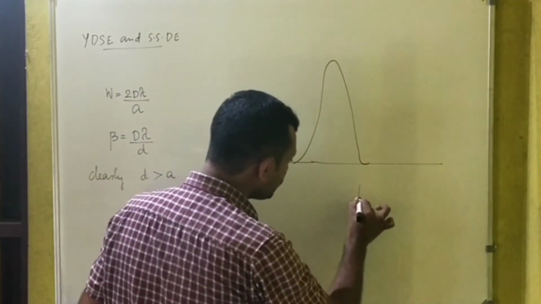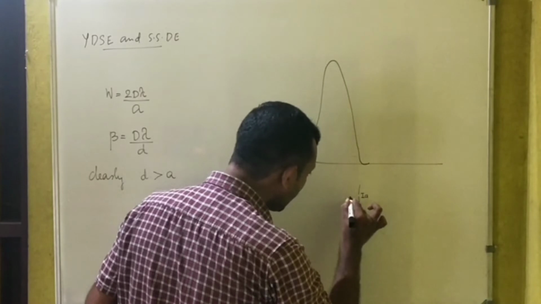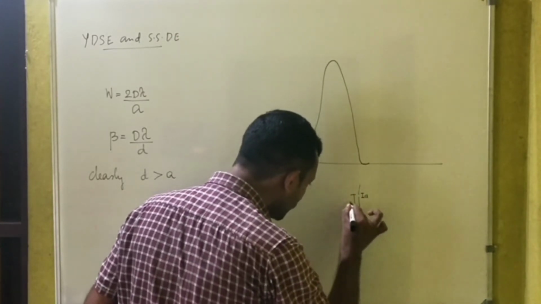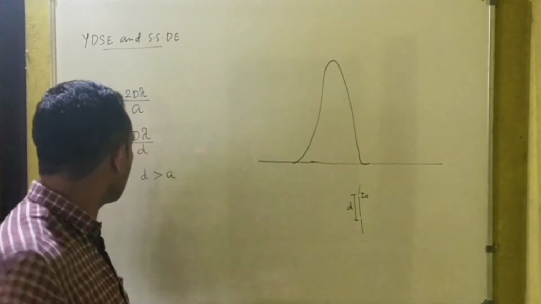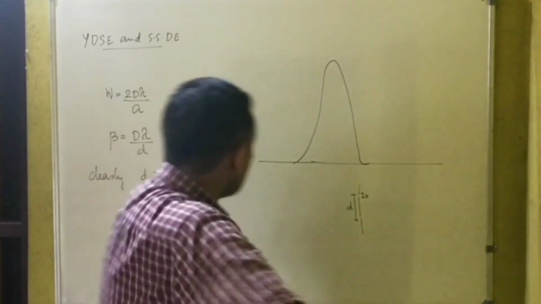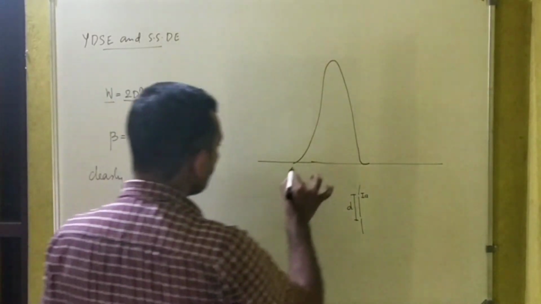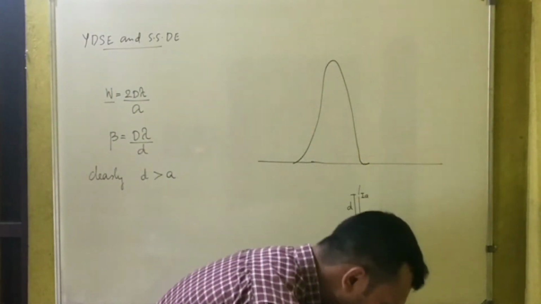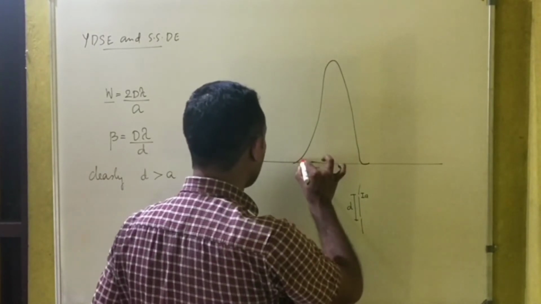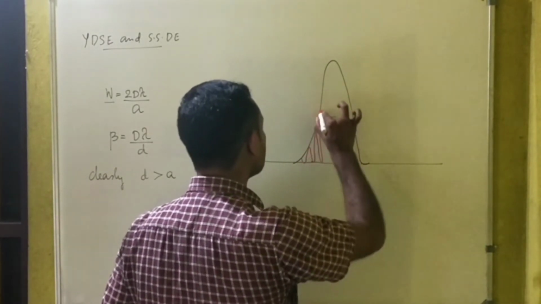In interference, this is the width a, and this is the separation d. As you can see from this figure, d is much greater than a, which means the fringe width β is less than the width of the central maximum. So within the central maximum of the diffraction pattern, we have to see many interference bands present.